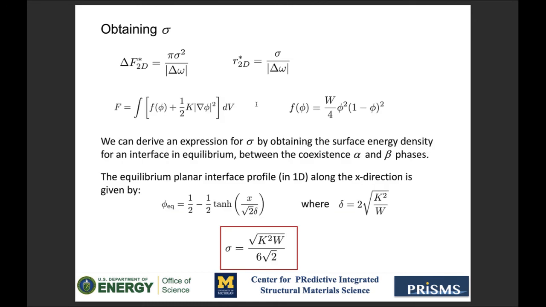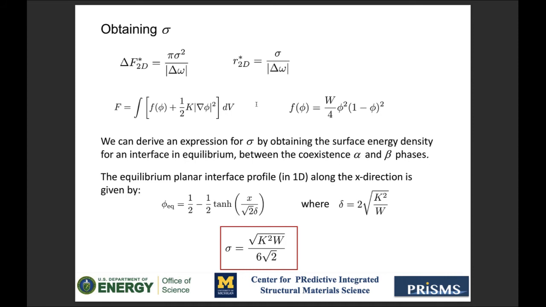And for sigma, we can derive an expression by obtaining the surface energy density for an interface in equilibrium between the coexisting alpha and beta phases. For this, we consider the equilibrium planar interface in one dimension between the two phases, which is given by this expression that contains the hyperbolic function. So if we calculate the energy of this interface per unit area, or per unit length if we are in a 2D system, we can get an expression for sigma.